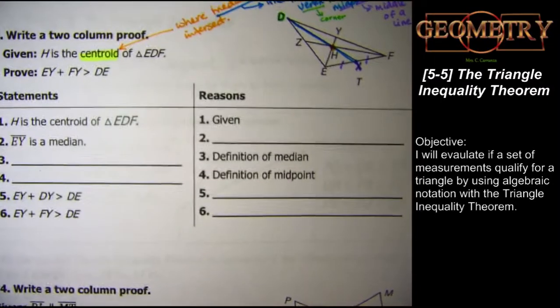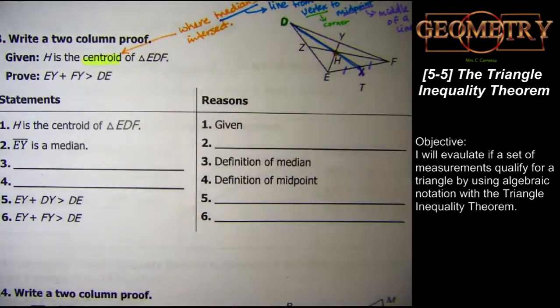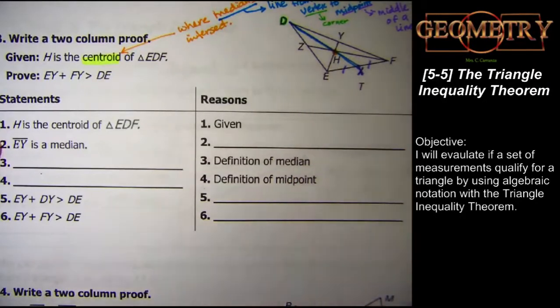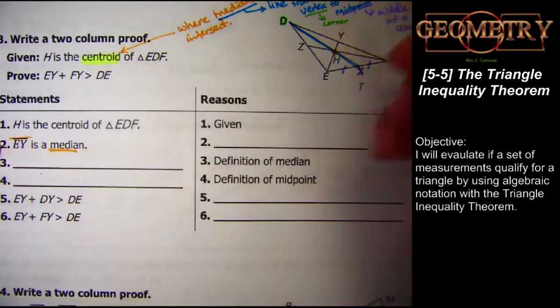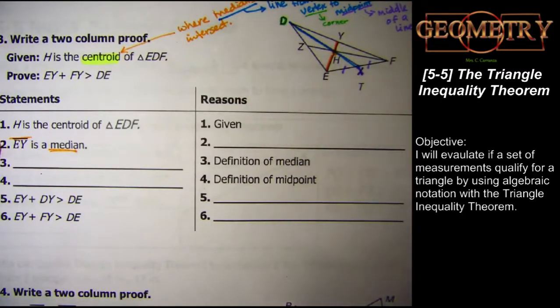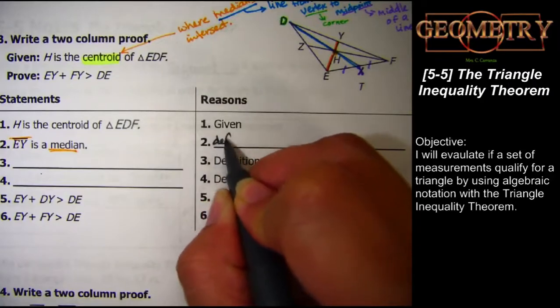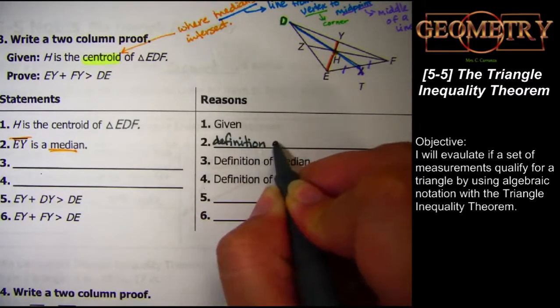All right, the proof says, statement number 1, H is the centroid of triangle EDF, and the reason is given. And then it says, line segment EY is a median. EY is a median. How do we know that it's a median? Because it has the centroid in it, and all the lines that have the centroid in it are a median, which means you're calling upon the definition of centroid.